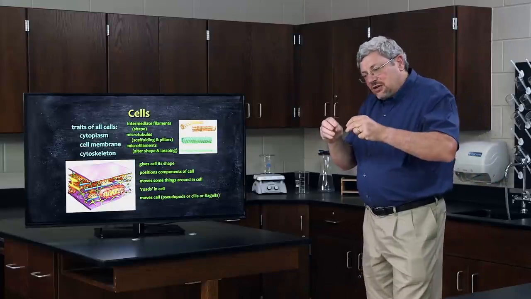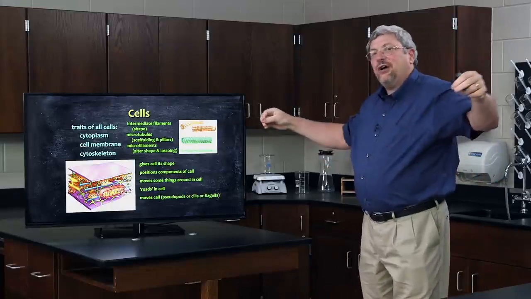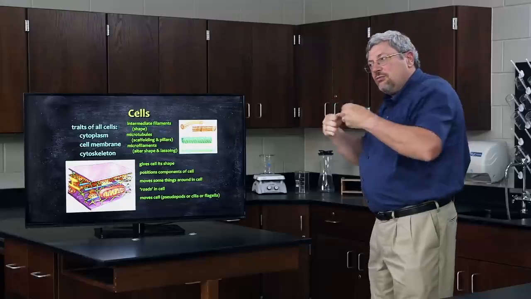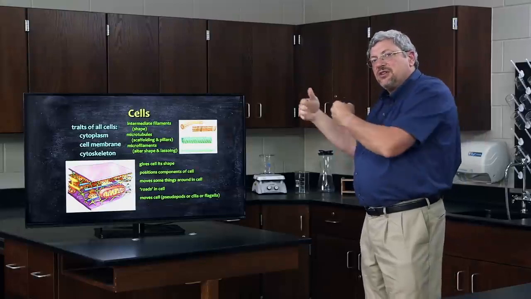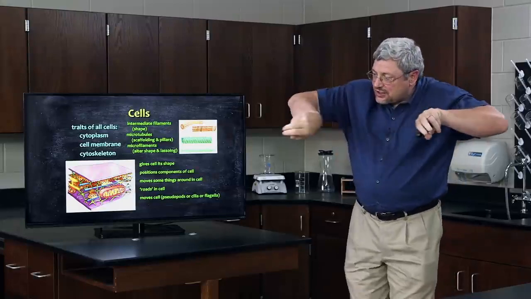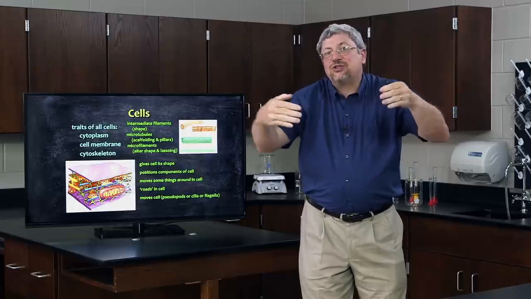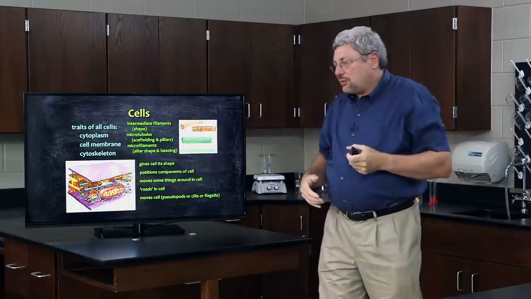And finally, the cytoskeleton sticks out of the cell in many cases and is used to move the cell. So if you stick out of the cell a long tail that you can spin or whip, you can move the cell with this tail. Or you can send out of the cell tiny little oars that you can use to propel the cell through water.